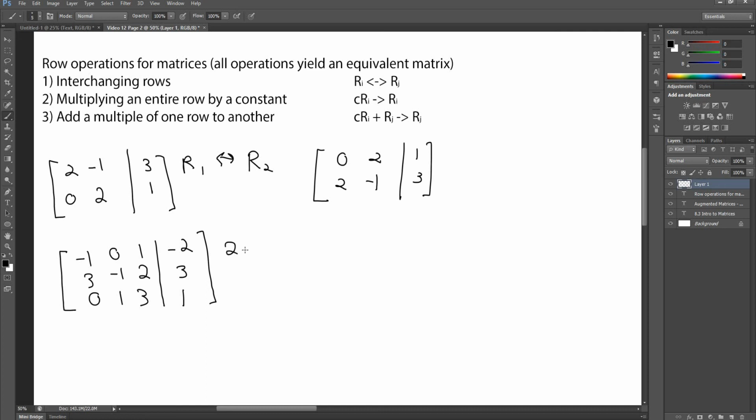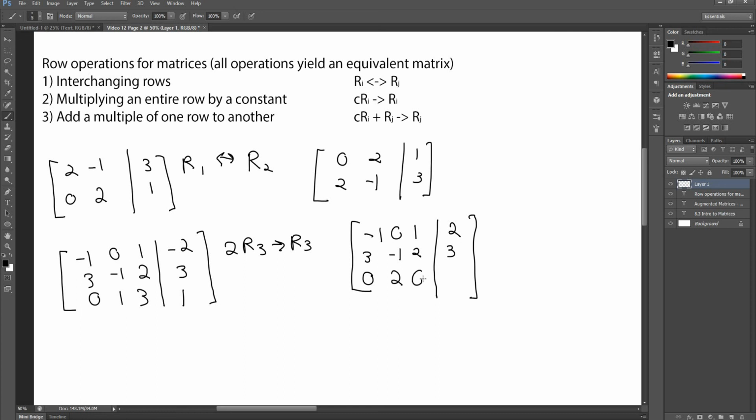If I wanted to do, say, 2 times row 3, and make that my new row 3, I would keep every other row, no other row changed, so I don't need to worry about those. So row 1 stays the same, row 2 stays the same. Row 3 I now need to multiply by 2. 0 times 2 is 0, 1 times 2 is 2, 3 times 2 is 6, 1 times 2 is 2.